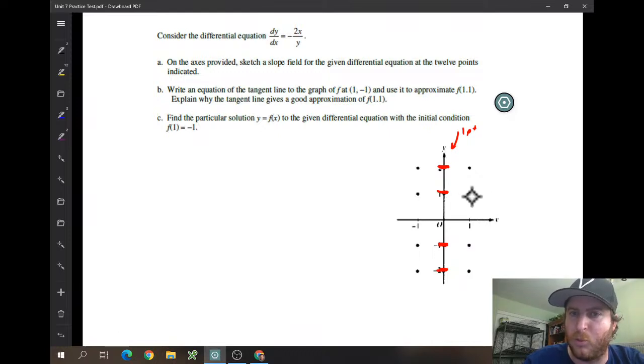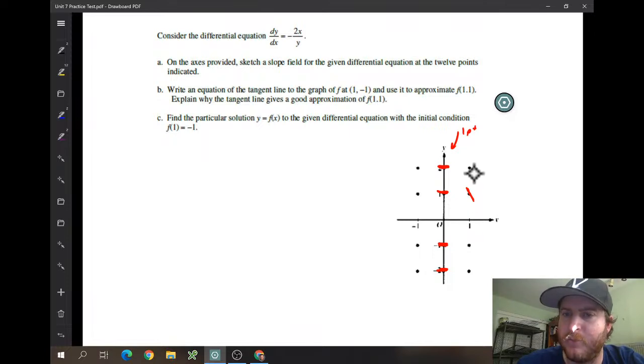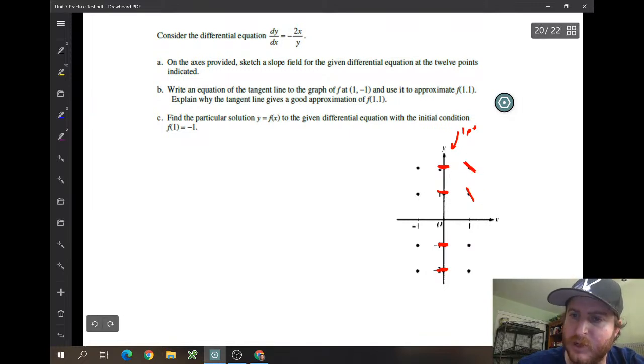So at 1, 1, negative 2 over 1 is negative 2. So down 2 over 1. And again, just kind of guess at it. Down 2 over 1, it's going to kind of connect to right there. Doesn't really matter, though, how you draw it, as long as it's steeper than something else. Then here, 1, 2. So x is 1. Negative 2 times 1 is negative 2, over 2 is negative 1. So this should have a slope of negative 1, down 1 over 1. So something like that.